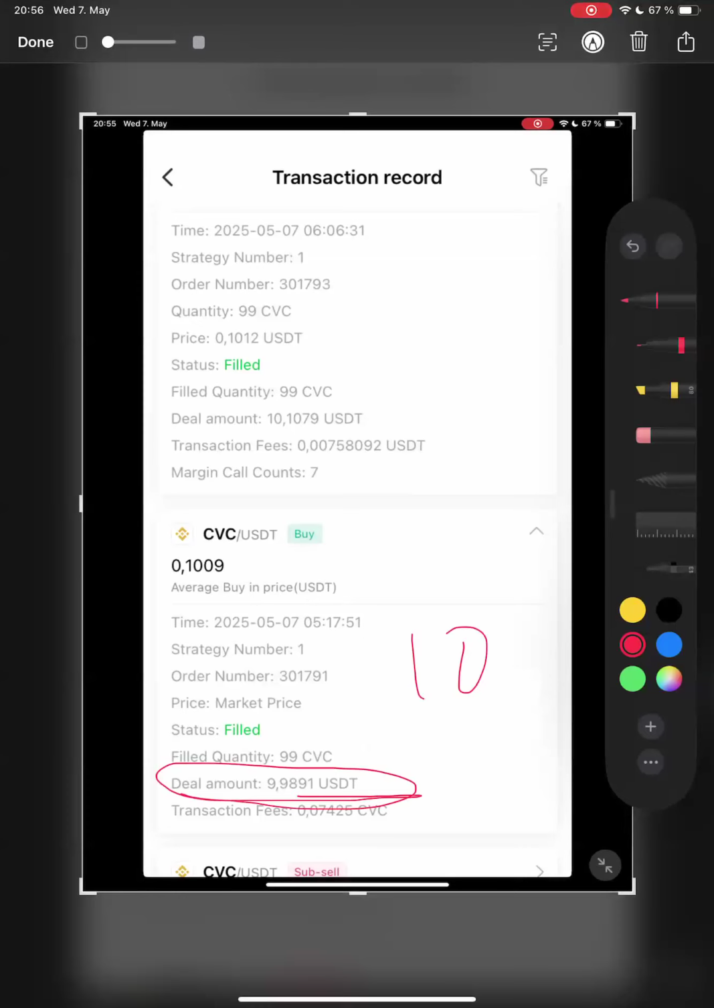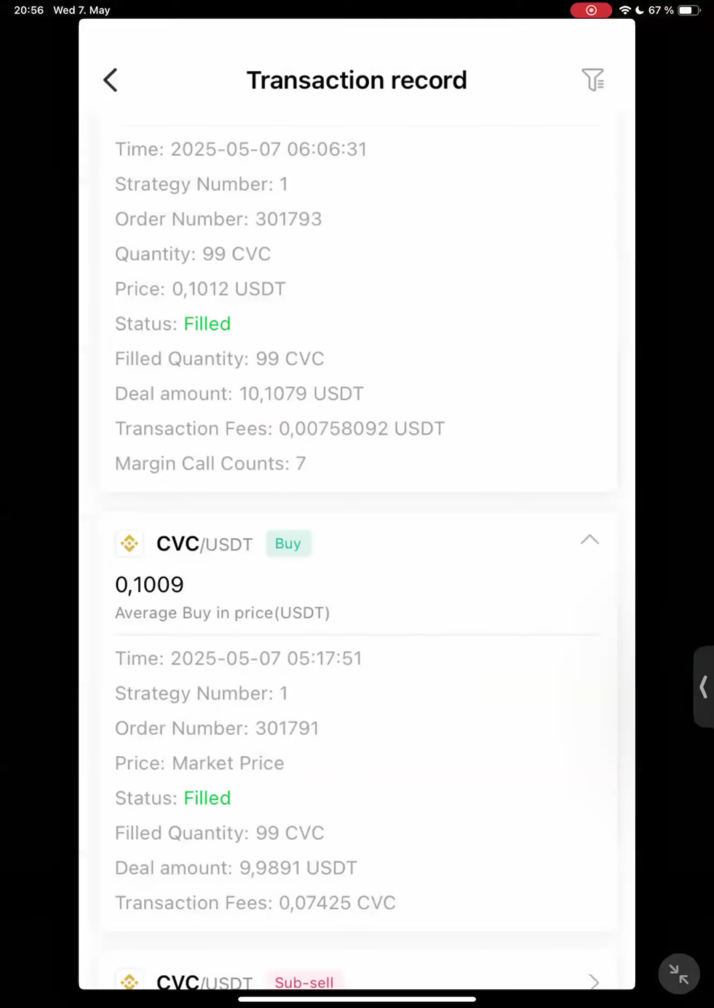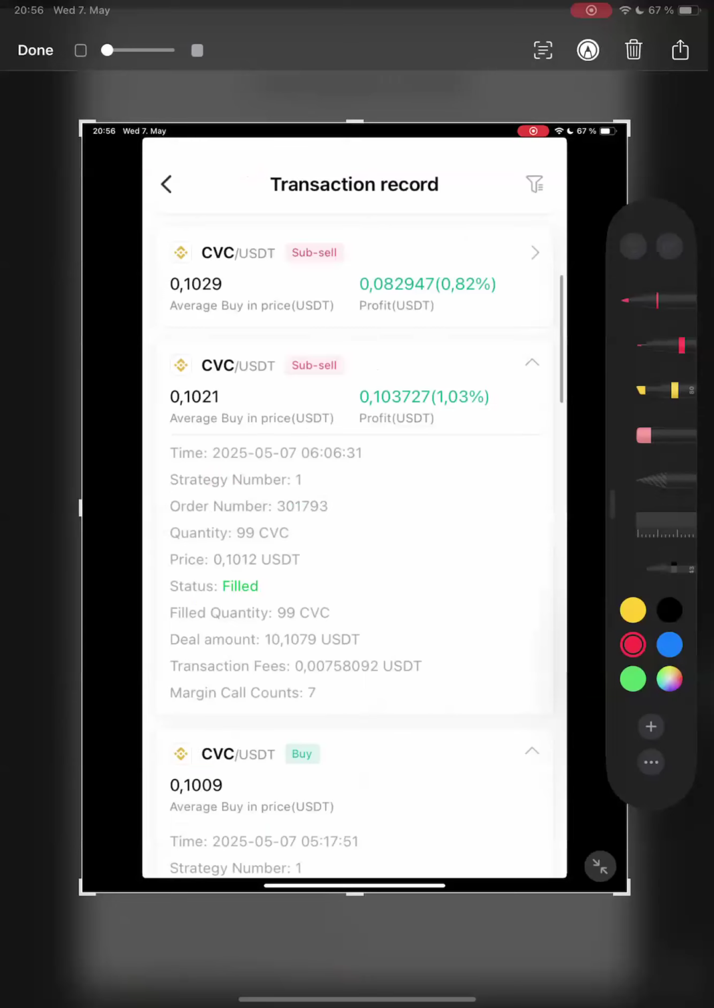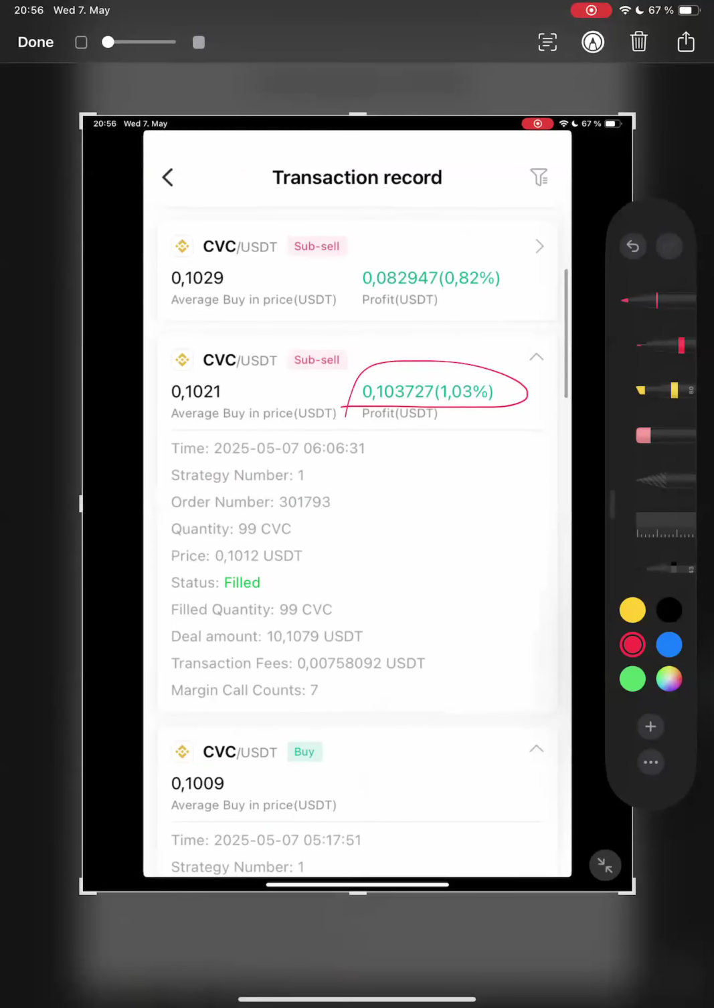9.9981, let's say it's 10 USDT as first buying amount. So when they add the profit to it, the 0.00 something cent, when they add it to it, it now comes to 10.1079. So you will not appreciate the percentage because it's just 10 cents. Do you understand? Are you getting the picture clear?